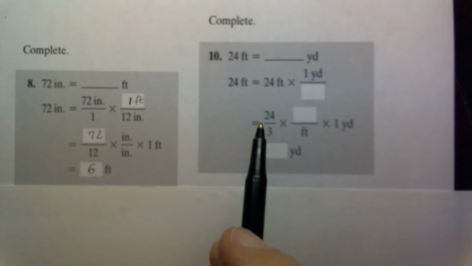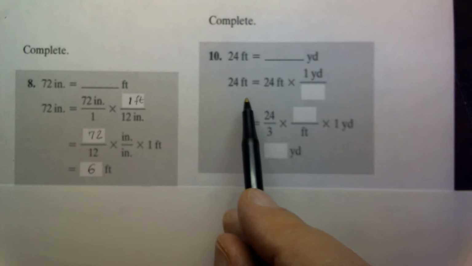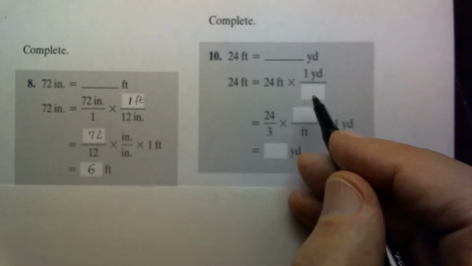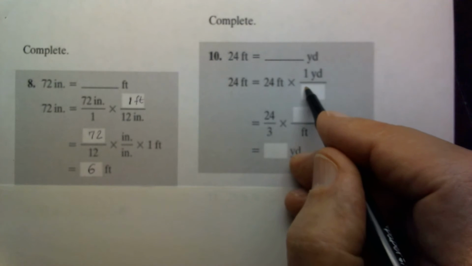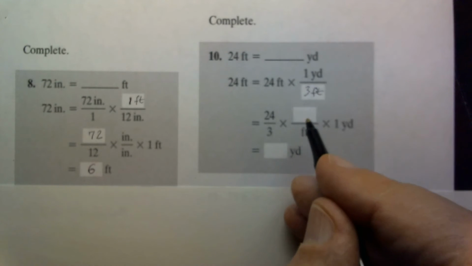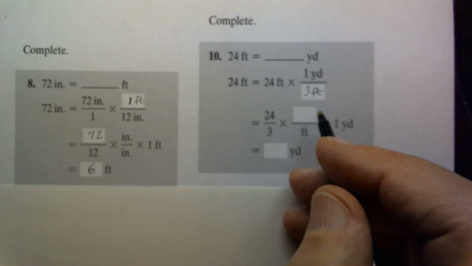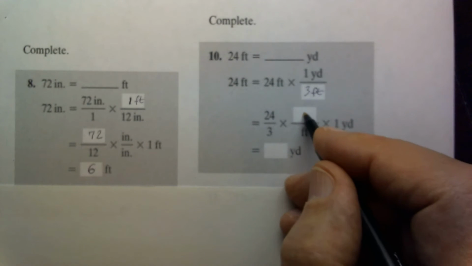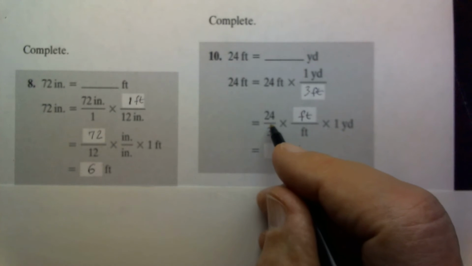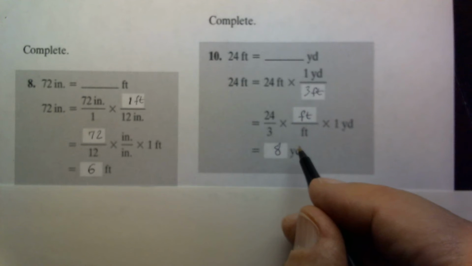In guided solution number 10, we are converting feet into yards. So 24 feet equals 24 feet times 1 yard, and there are 3 feet per yard. So this becomes 24 divided by 3, and then feet divided by feet times 1 yard. Since 24 divided by 3 equals 8, the answer is 8 yards.